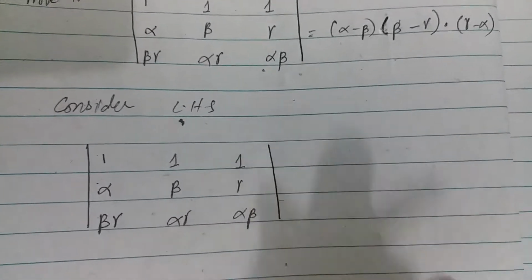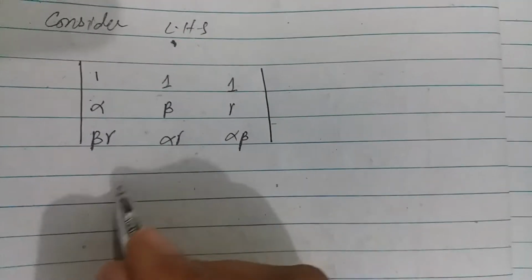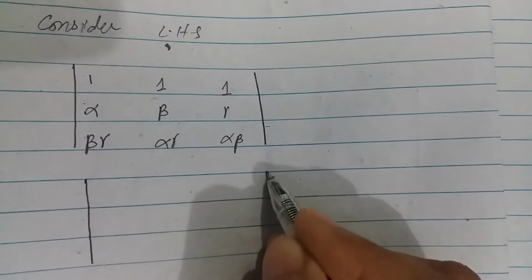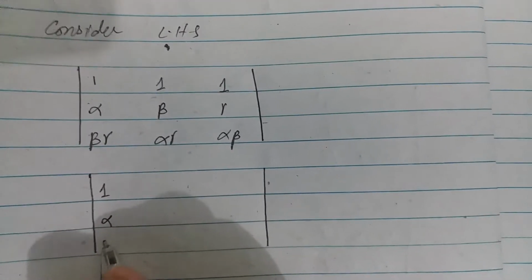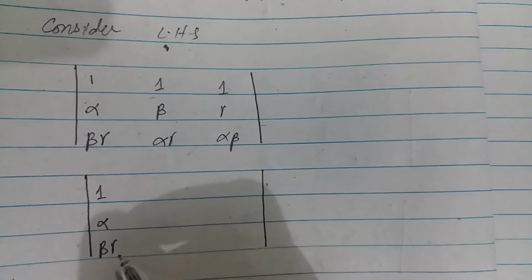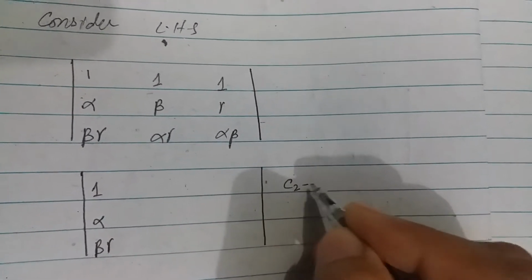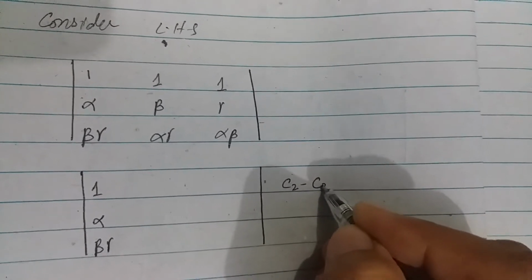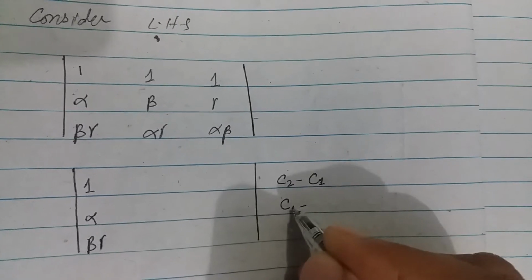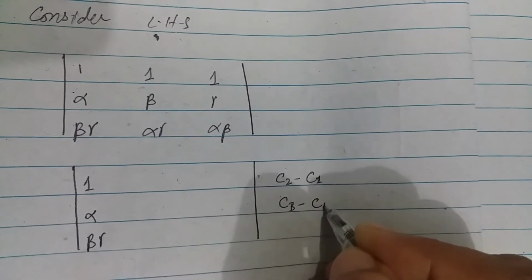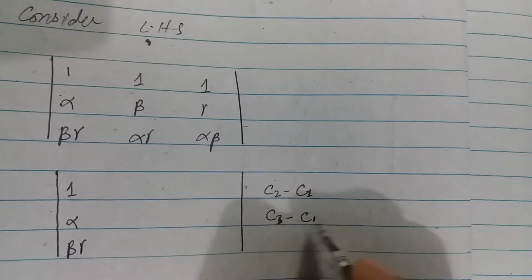Okay, now what we have to do students, first we apply a property here. Which property can we use here? We simply write column 1, that is 1 alpha beta gamma, and after that subtract C1 from C2, and subtract C1 from C3. C2 minus C1 and C3 minus C1.